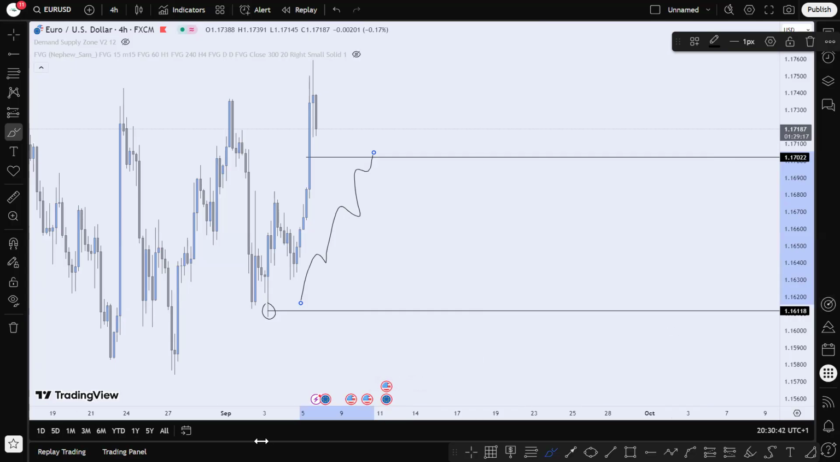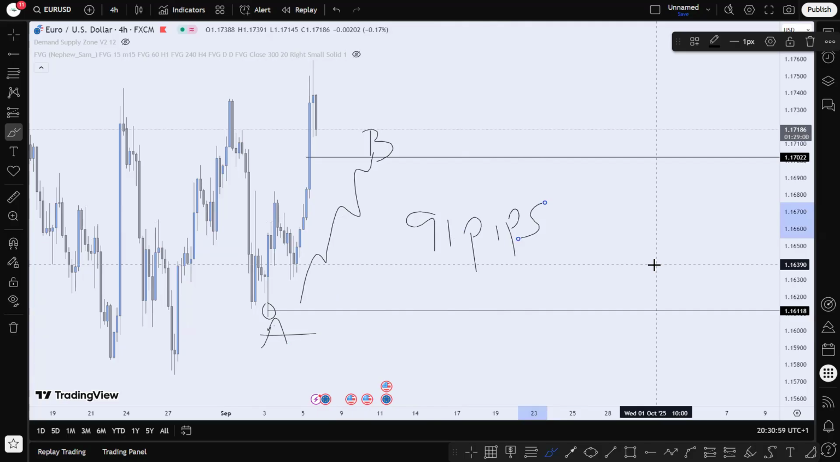Now you've gotten it. So it means that the distance between this point A that I entered at, right, and this point B that the market eventually went to is what? 91 pips. That's what I captured.